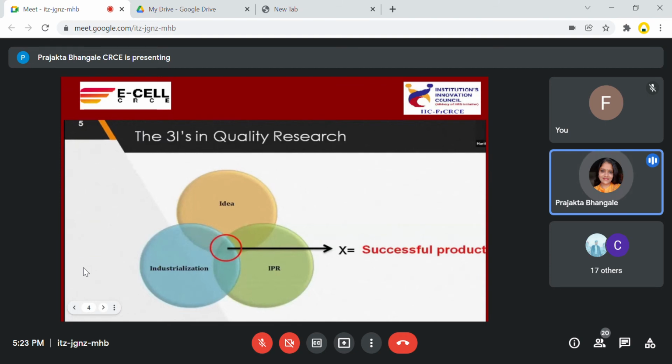Then you can go ahead for large scale production, or maybe initially a prototype has been developed, for which you have gone for the patent and everything, and then you can go for large scale development of the product. That is industrialization. When you can achieve all these three things together, you can see over here, it is the intersection of idea, IPR, and industrialization. That is going to give you the successful product.